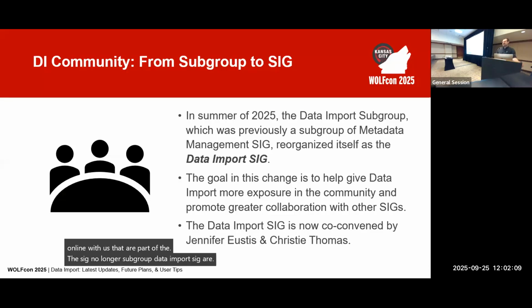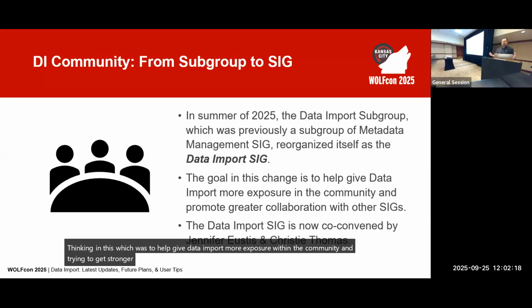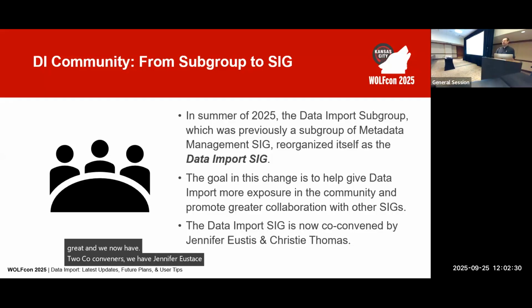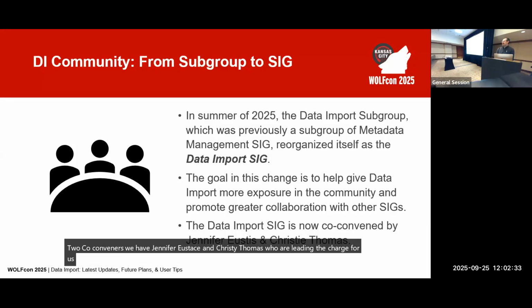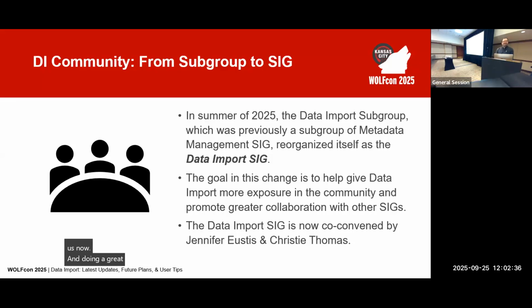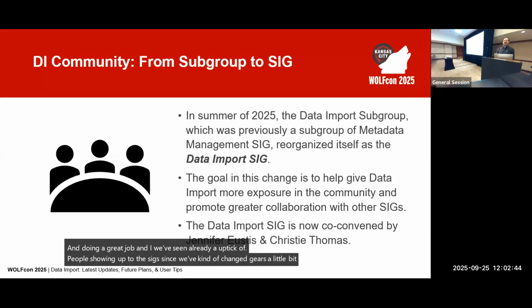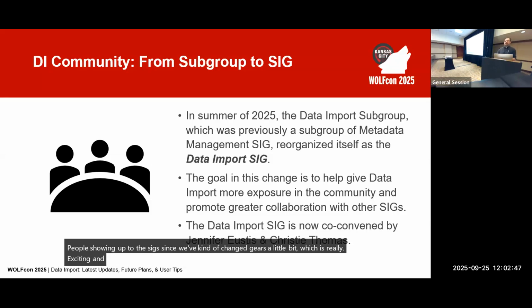Our thinking in this switch was to help give data import more exposure within the community and trying to get stronger collaboration across other SIGs, which so far I think has been working great. And we now have two co-conveners. We have Jennifer Eustace and Christy Thomas, who are leading the charge for us now and doing a great job. And we've seen already an uptick of people showing up to the SIGs since we've changed gears a little bit, which is really exciting. And I have some notes towards the end of this of how you could join if you haven't already.